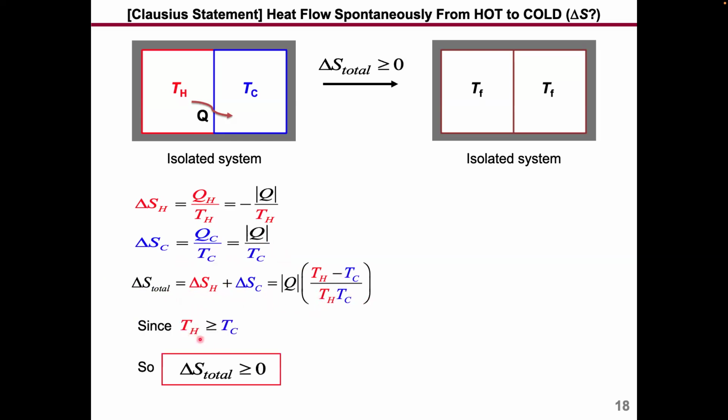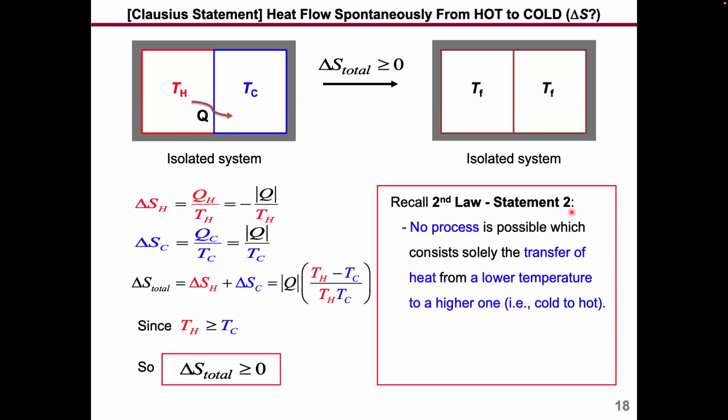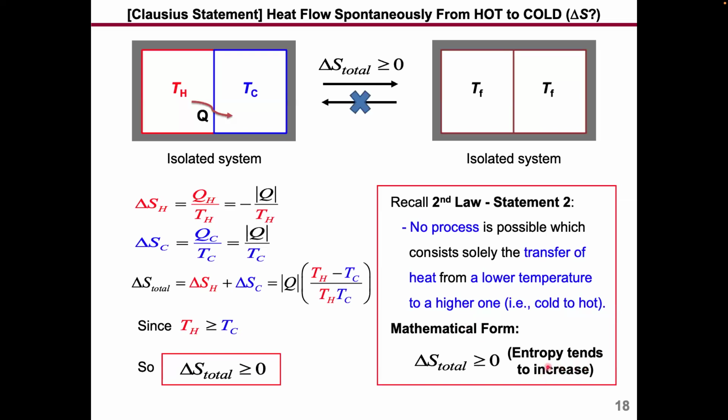Since TH is greater than TC, you will see that delta S total is always going to be greater than or equal to 0. So delta S is increasing or remains constant. Recall the second law, statement 2: no process is possible which consists solely of the transfer of heat from a lower temperature to a higher one. That means you cannot spontaneously transfer heat from cold to hot. You have to do external work. But spontaneously, heat will always flow from a hot body to a cold body because that's an entropy increasing process. So the universe prefers the entropy to increase.